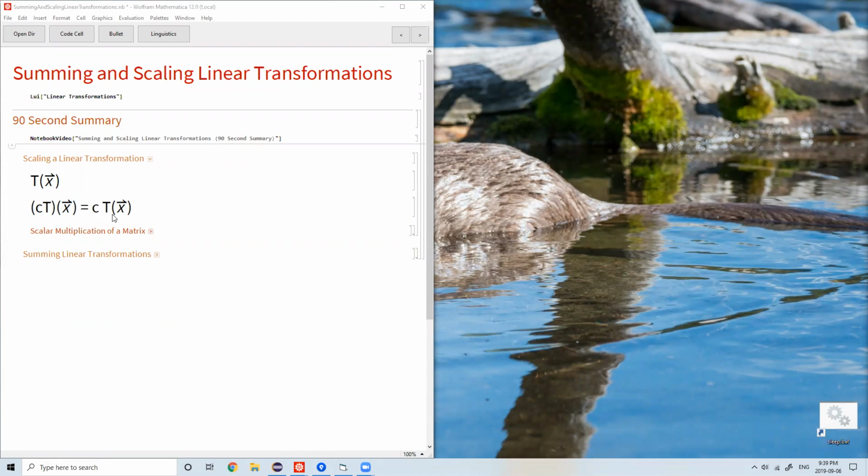And since a linear transformation can be represented as a matrix, this implies that scaling a linear transformation is equivalent to multiplying its matrix by a scalar. In other words, scaling each element of the matrix by c.